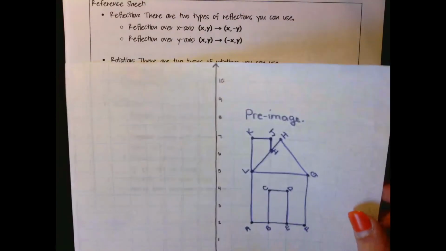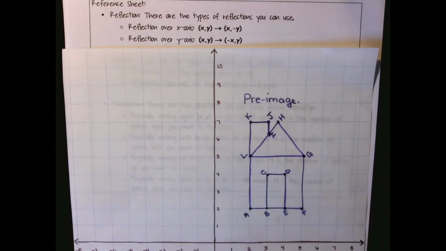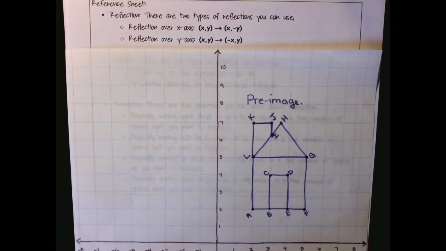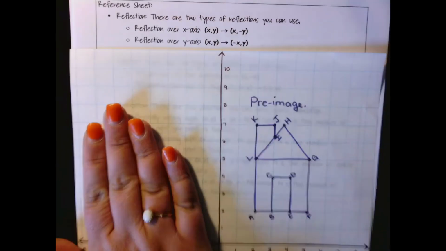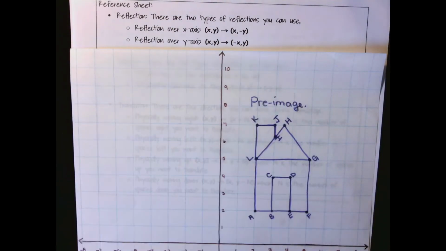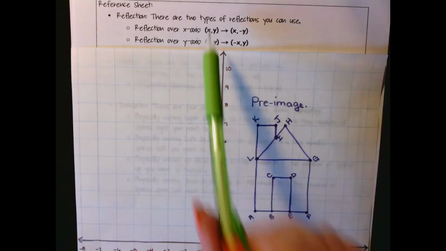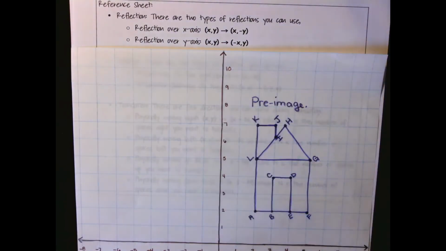The second option is going to be a reflection over the y-axis. So that's if we took this image and flipped it over that y-axis and put it in this quadrant. So you can choose whichever one of these two that you would like. Does not matter. Today I am going to choose to reflect it over the y-axis.